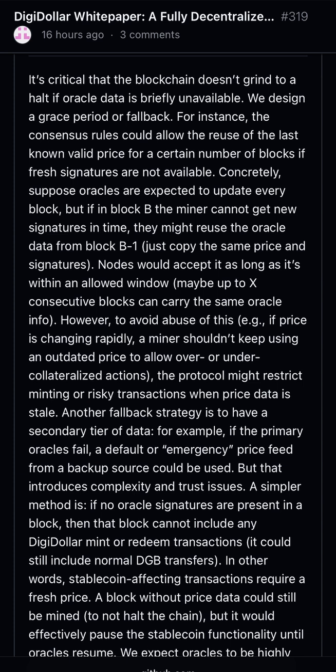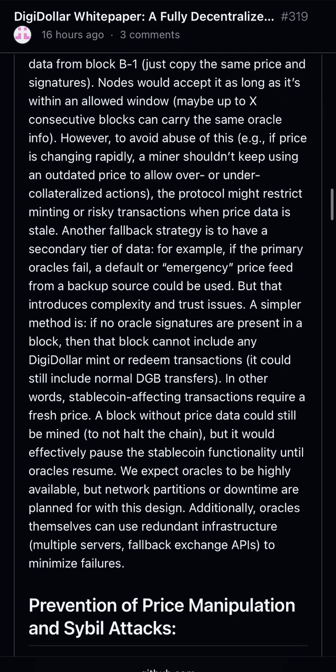Concretely, suppose oracles are expected to update every block, but if in block B the miner cannot get new signatures in time, they might reuse the Oracle data from block B-1, just copy the same price and signatures. Nodes would accept it as long as it's within an allowed window, maybe up to X consecutive blocks can carry the same Oracle info. However, to avoid abuse of this, e.g. if price is changing rapidly, a miner shouldn't keep using an outdated price to allow over or under collateralized actions. The protocol might restrict minting or risky transactions when price data is stale.